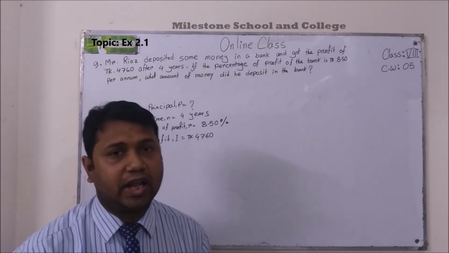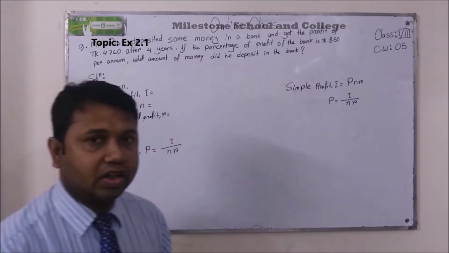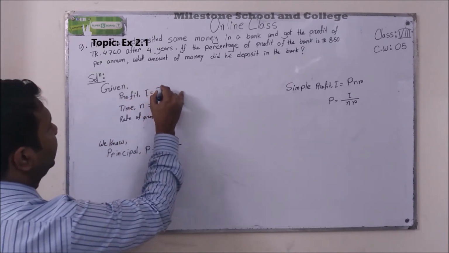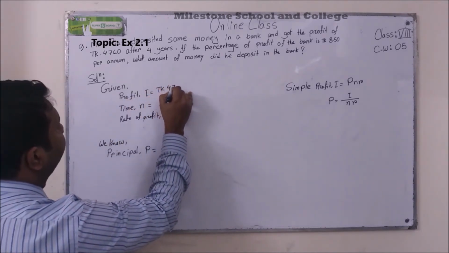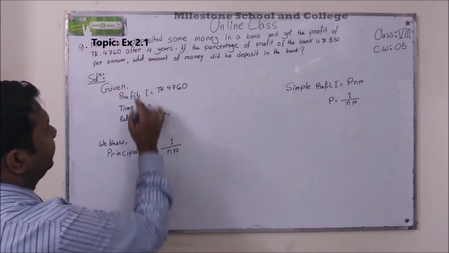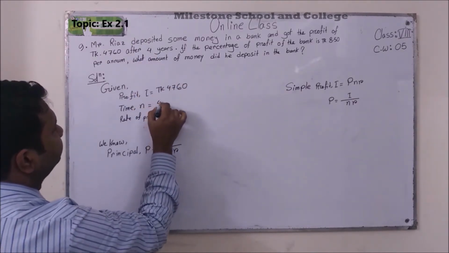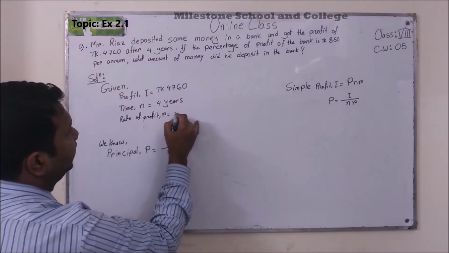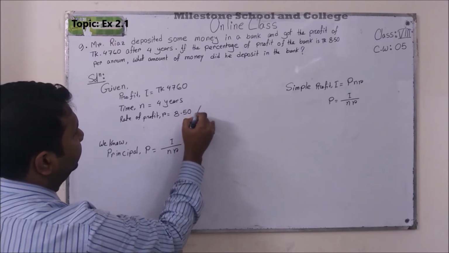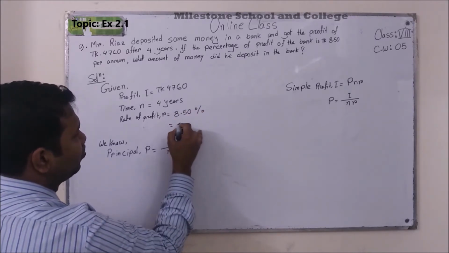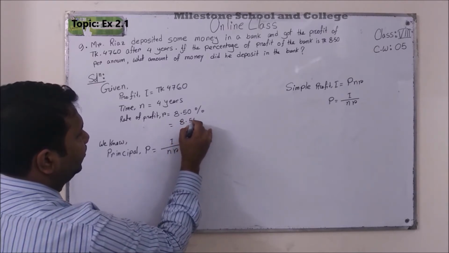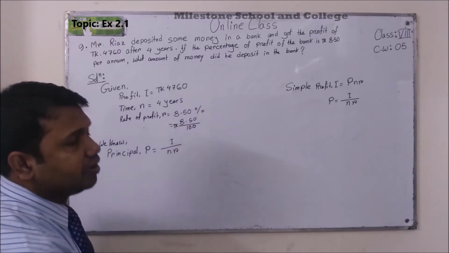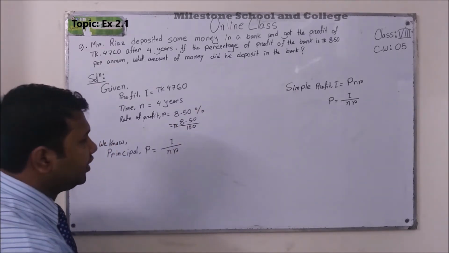So I think you are clear. Now we are going to solve the math. Okay, so here is the solution. Given profit I equals taka 4,760, time n equals 4 years, rate of profit R equals 8.50%. You can write that as 8.50 by 100, since we know percent equals 1 by 100.